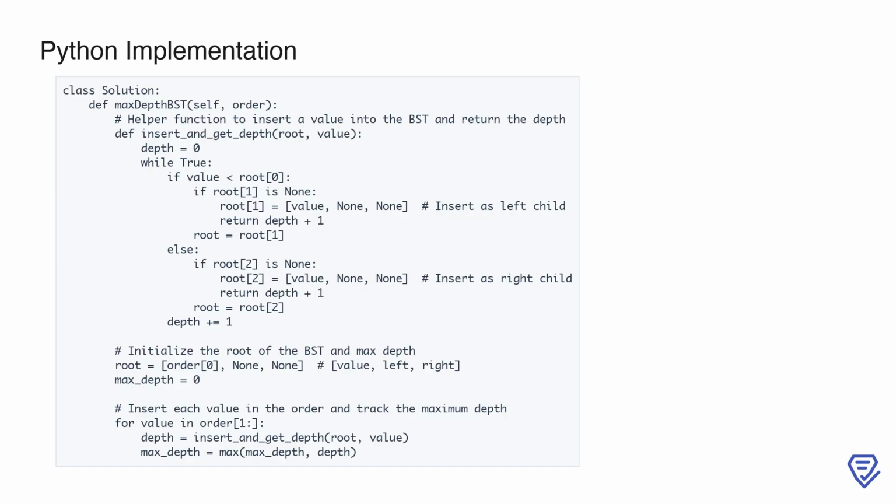insert_n_get_depth to handle the insertion of a value into the BST while simultaneously calculating the depth of the tree at the point of insertion. The function starts with a depth of 0 and enters a loop to traverse the tree.